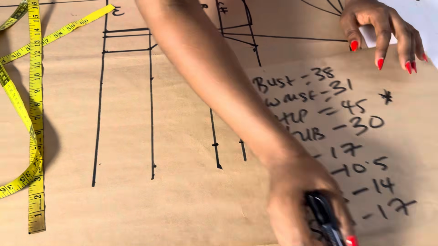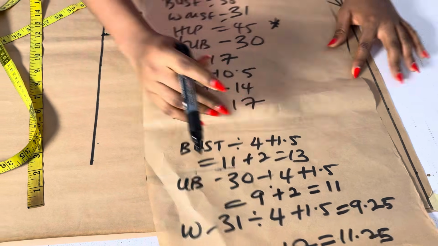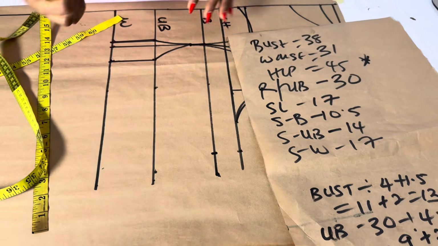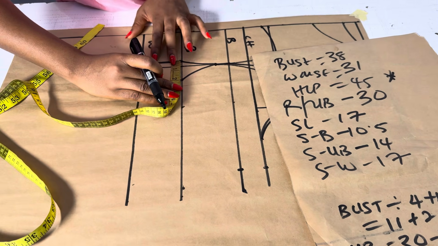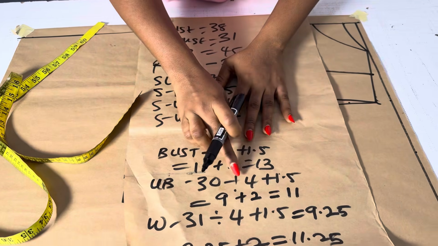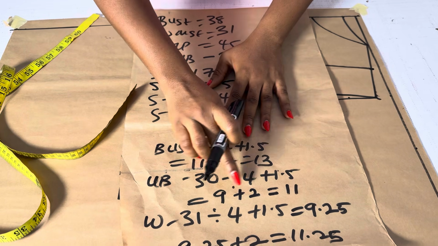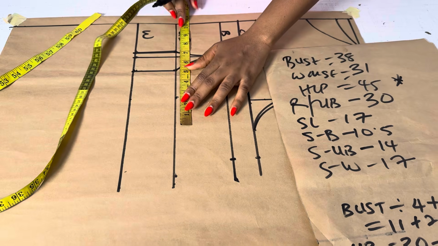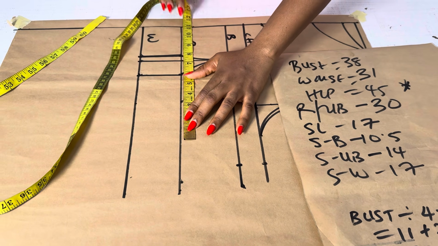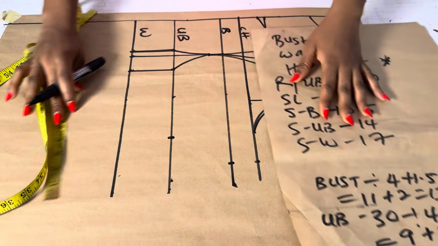Now we're going to do the same thing again for the round under bust. My round under bust is 30 divided by 4, and I'm using 1.5 sewing allowance. And the dart space from the under bust as well is also 2 inches, and I'm going to add it back. 30 divided by 4 plus 1.5 sewing allowance, then plus the 2 inches that we have by the dart area. I'm going to add it back at the under bust.